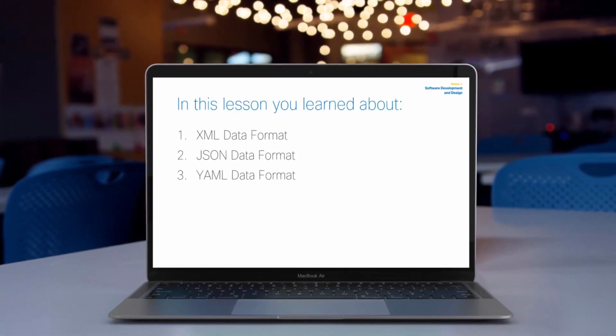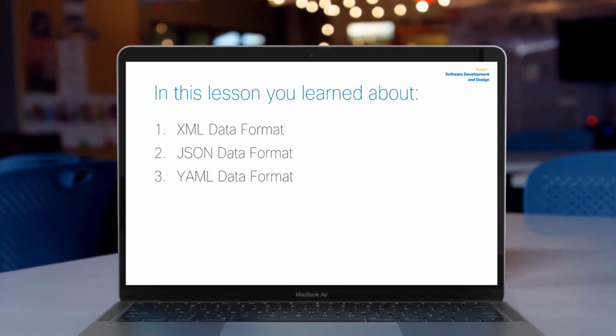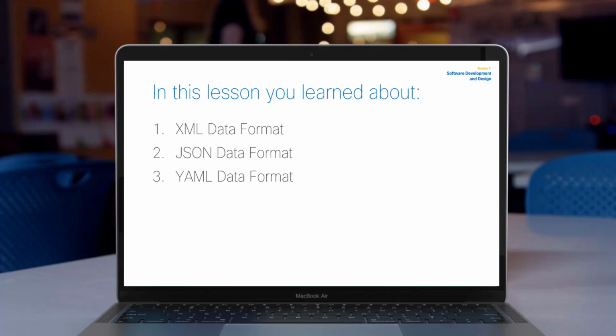In this lesson, you learned about differences between data formats such as XML, JSON, and YAML. We also spoke about white spaces and to which data format they are important. We also covered which data formats can easily be read and written by humans and which are suitable for machines.